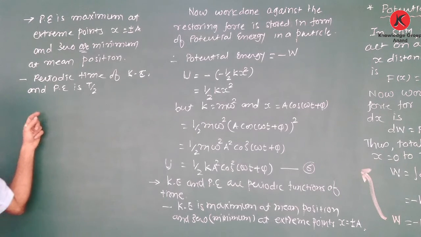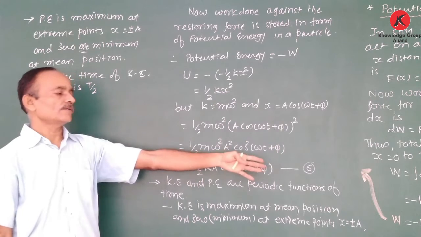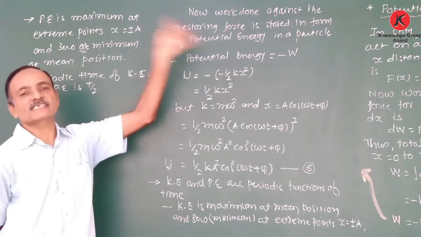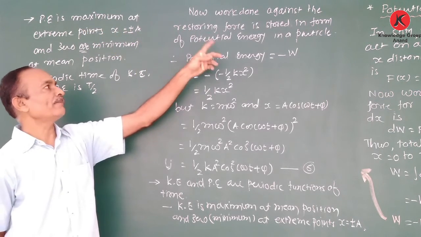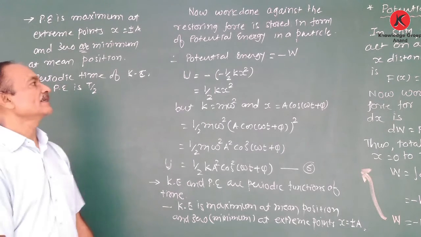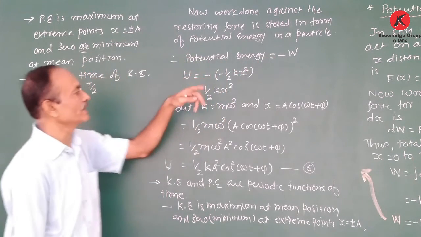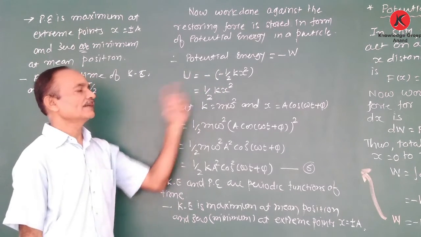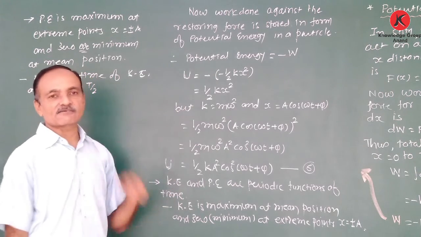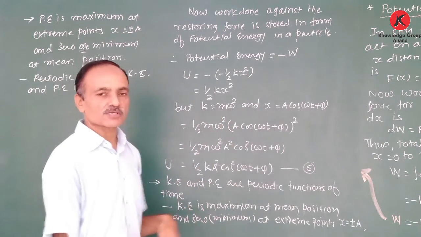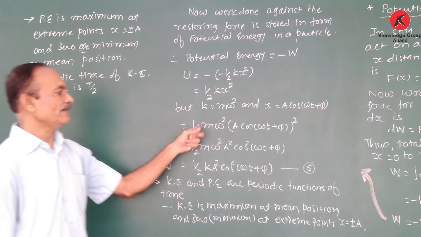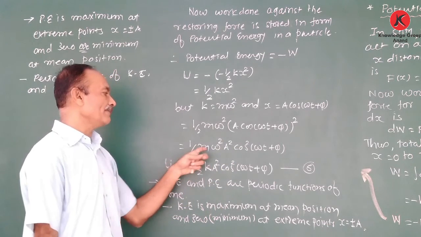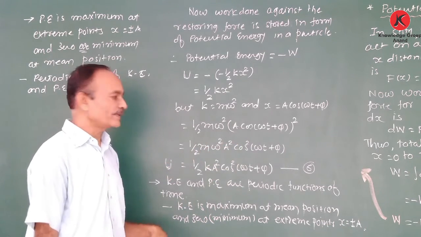So after the equation of the work done by the restoring force, now the work done against the restoring force is stored in a particle in the form of potential energy. Therefore, potential energy is equal to minus W. Therefore, U is equal to half kx squared. But k is equal to m omega squared and x is equal to a cos omega t plus phi. Therefore, half m omega squared into bracket a cos omega t plus phi whole square. Therefore, half m omega square a square cos square omega t plus phi.